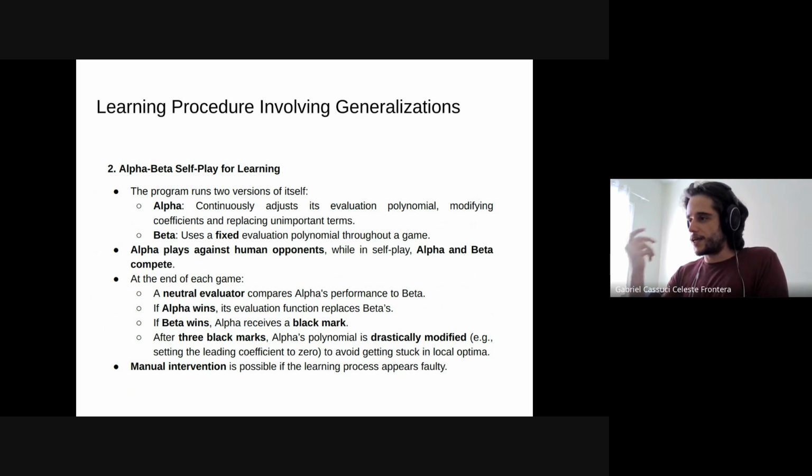They implement this alpha-beta self-play for learning. I don't know if AlphaGo and the other Alpha-X names that came later, that also play games, are inspired by this, but they do the self-play with alpha-beta naming. So the program runs two versions, alpha and beta. Alpha continuously learns its evaluation polynomial, while beta uses a fixed evaluation polynomial. This is pretty interesting. Alpha can play against human opponents as well, and alpha and beta compete. At the end of each game, a neutral evaluator compares alpha's performance to beta's. If alpha wins, its evaluation function replaces beta's. If beta wins, alpha receives a black mark. After 3 black marks, the alpha polynomial is drastically modified to avoid getting stuck in local optima.